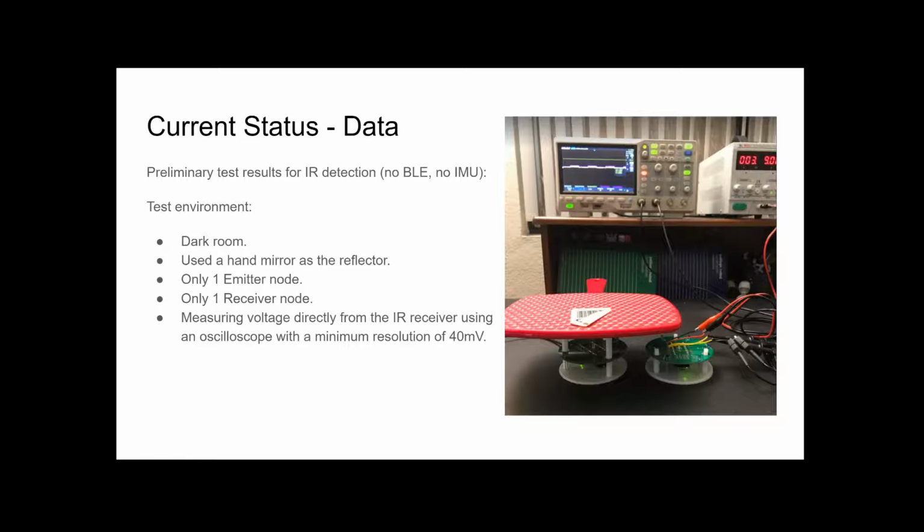So to go more in depth with how we tested our circuits, here's a description of the testing environment and methodology. So inside of a dark room, we set up a single emitter node and receiver node and used a hand mirror as the reflector, so that way we got as close to an ideal reflector as possible, and we were testing only the IR emission and receiving. And we measured the voltage at the receiver node using an oscilloscope.